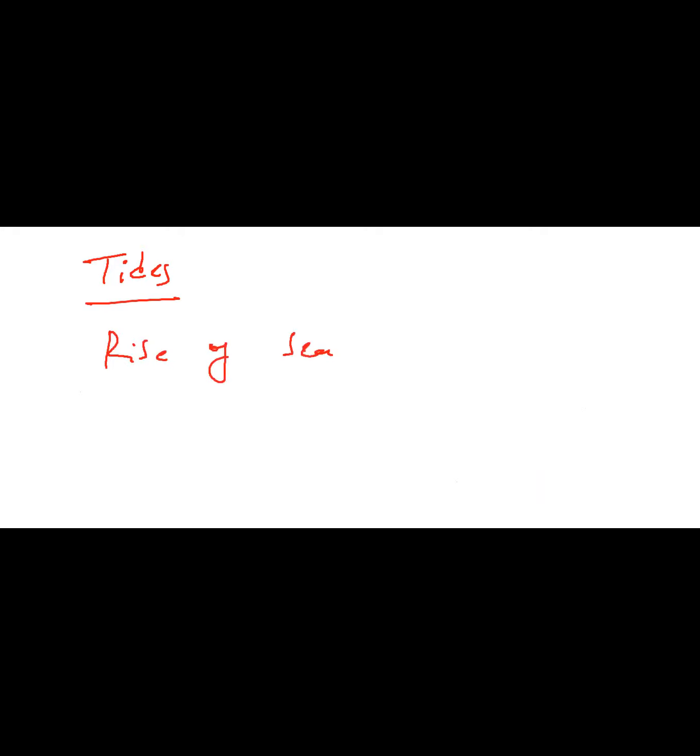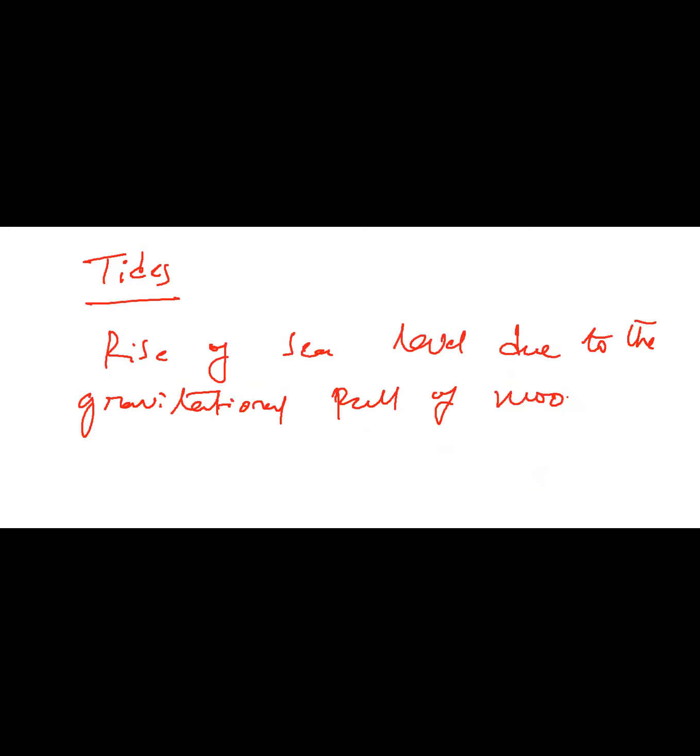Rise of sea level due to the gravitational pull of moon and sun. We will be seeing the sea waves, but there will be a rise of sea waves towards the coast. So this is what we call high tide.